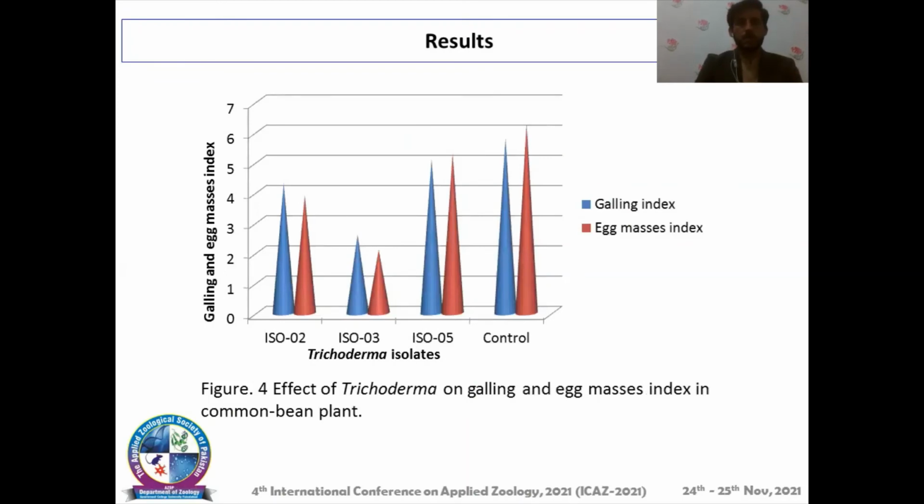Figure 4 shows the effect of Trichoderma on galling and egg mass index in the common bean plants. These were the in vivo studies during which the highest activity was noticed in Trichoderma isolate 3. Trichoderma isolate 3 significantly reduced the gall index and egg mass index in common bean plant and also showed plant growth promoting traits.